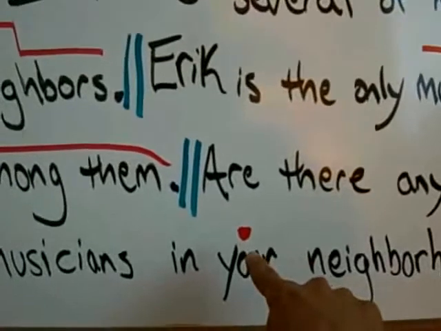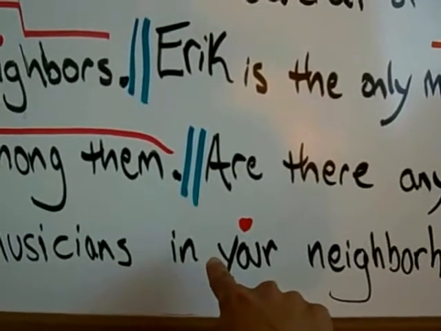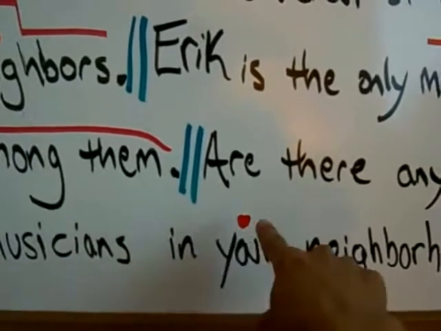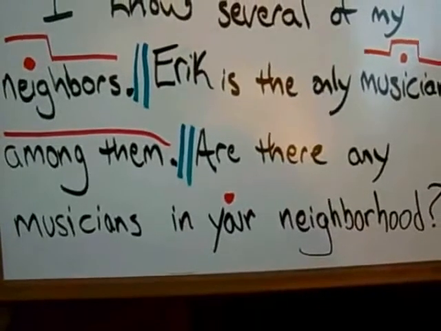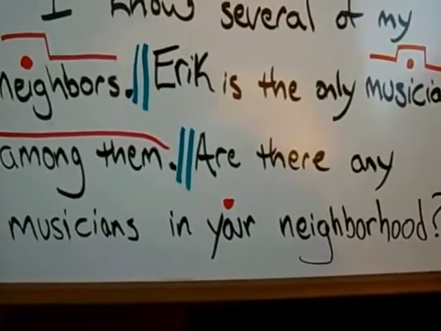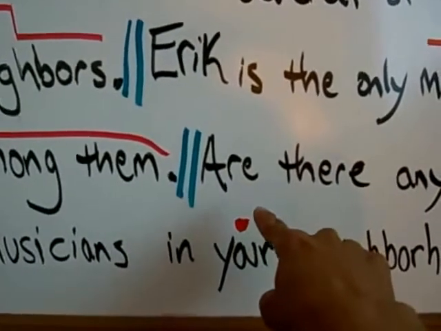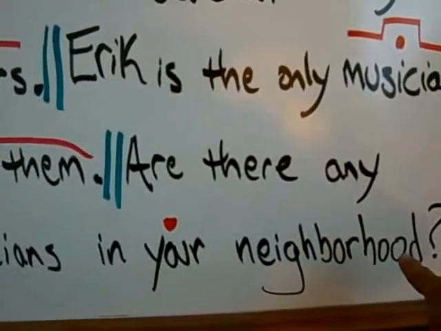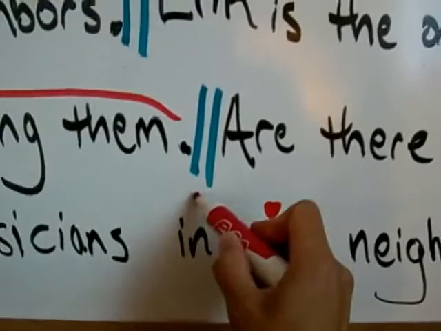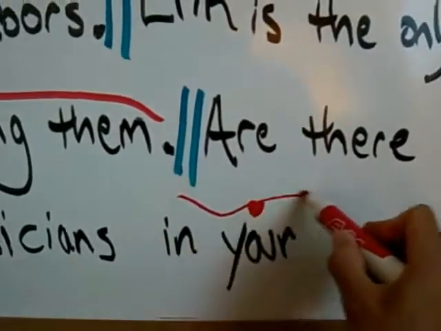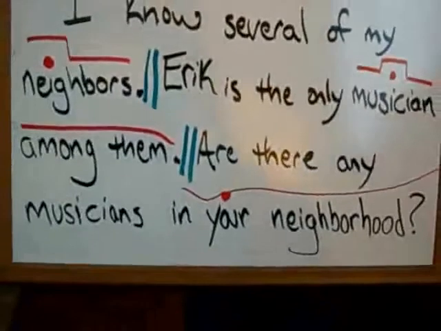So if this is the point where our voice rises, there must first be a fall, a drop in your voice. Without that drop, the rise is too sharp. Listen. Are there any musicians in your neighborhood? It sounds unnatural. So first there's a little bit of a drop. We go up on your, and because we have more unstressed syllables following, our voice will continue to go up. So there's a bit of a drop, and then we continue to go up, up, up, up, until the end of the question. Are there any musicians in your neighborhood?